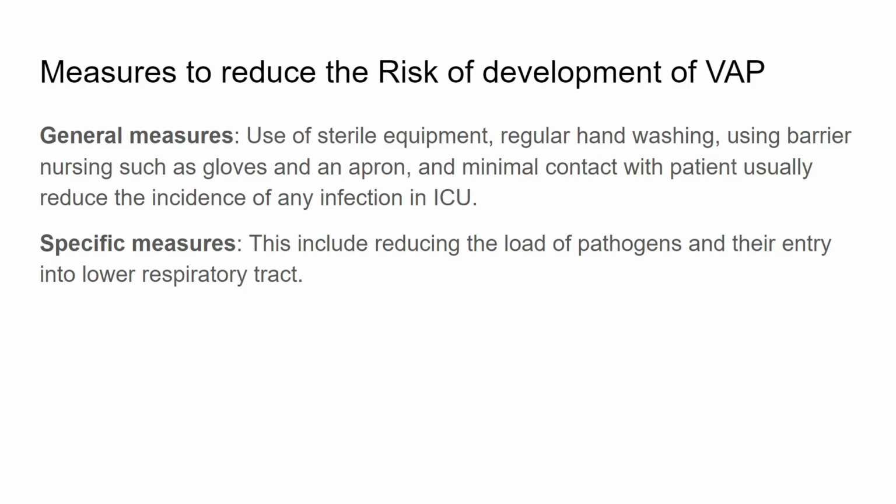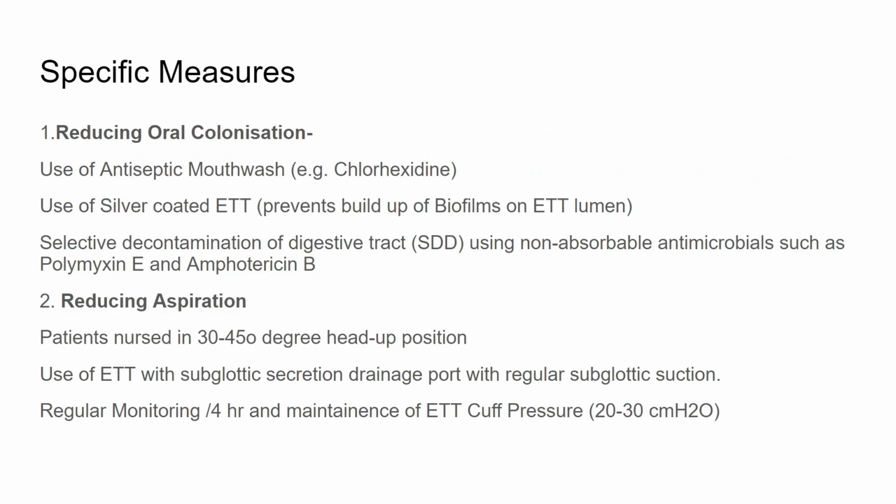Specific measures which reduce the load of pathogens and their entry into the lower respiratory tract include number 1, reducing oral colonization. This can be done by using antiseptic mouthwash, example chlorhexidine, use of silver-coated ET tubes, and selective decontamination of digestive tract using non-absorbable antimicrobials such as polymyxin E and amphotericin B.